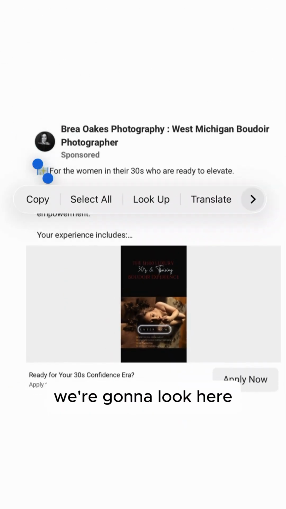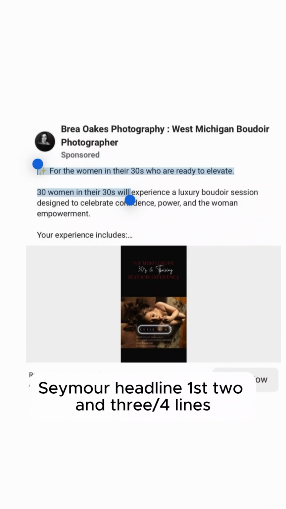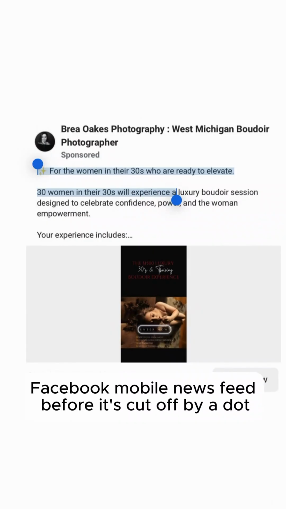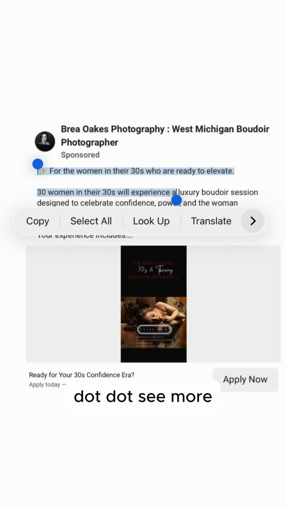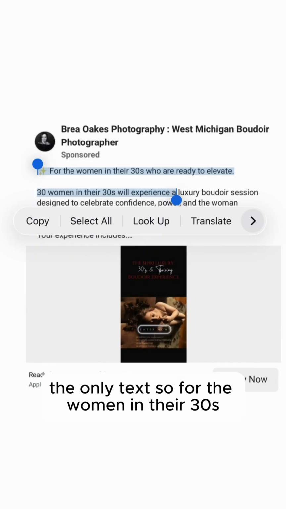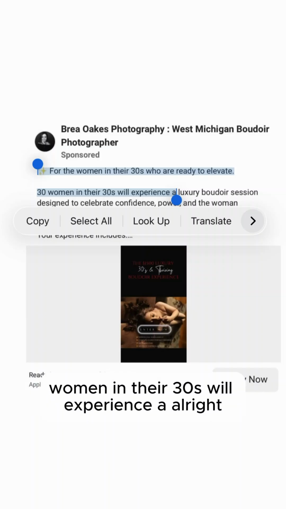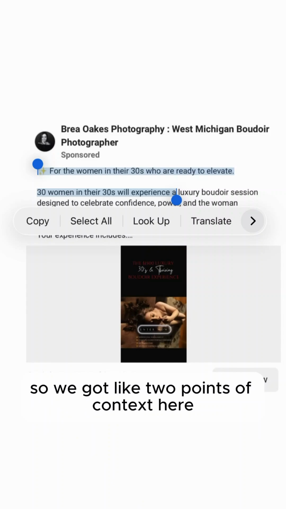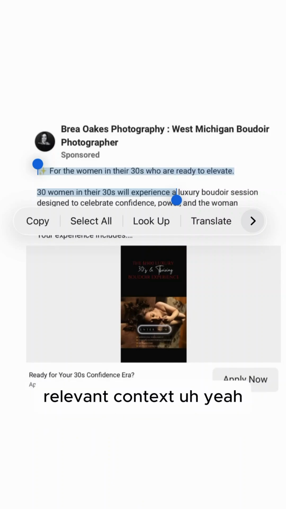Finally, we're going to look here. See more headline: first 2 3/4 lines on the Facebook mobile newsfeed before it's cut off by a "See more." This is the only thing that women on Facebook will see, the only text. So for the women in their 30s who are ready to elevate, 30 women in their 30s will experience A. All right, so we got like 2 points of context here, relevant context.